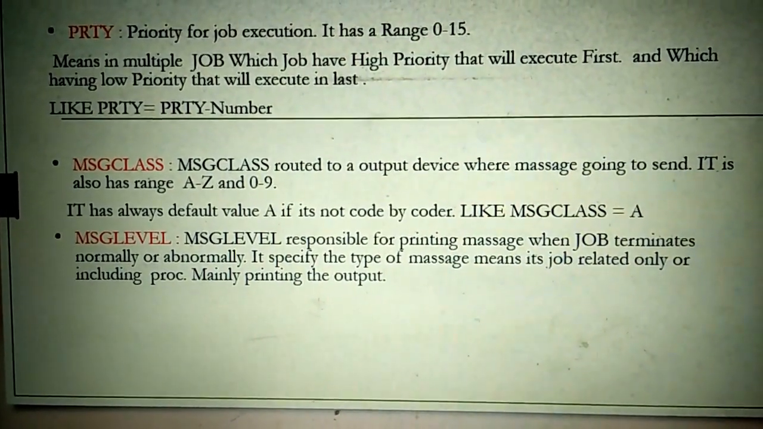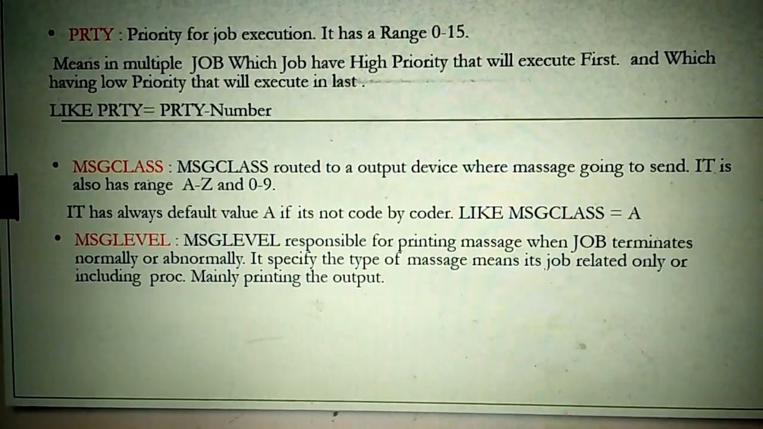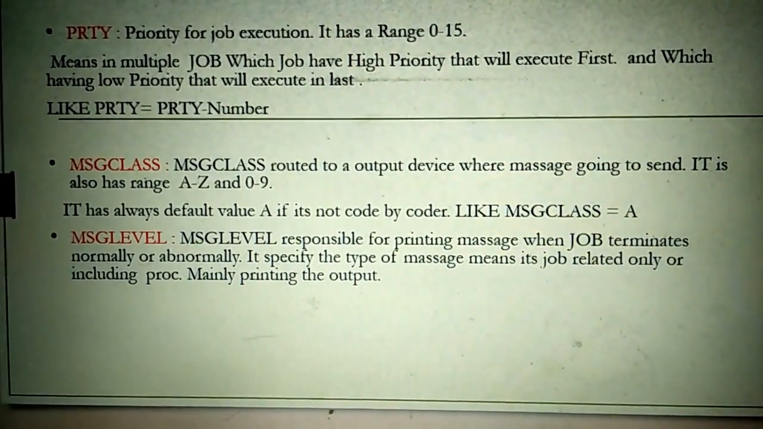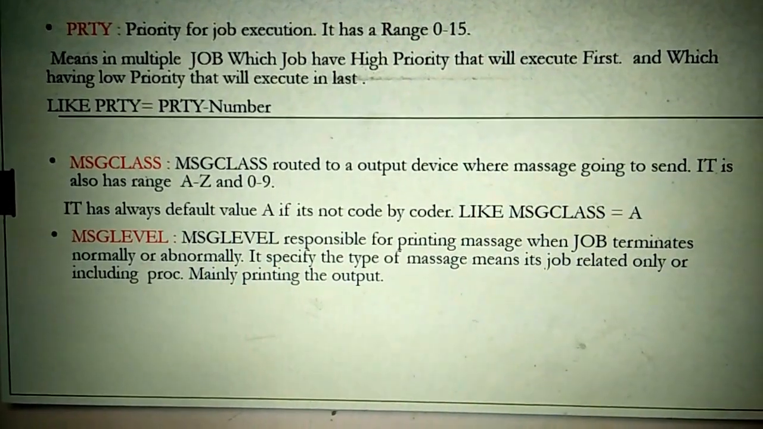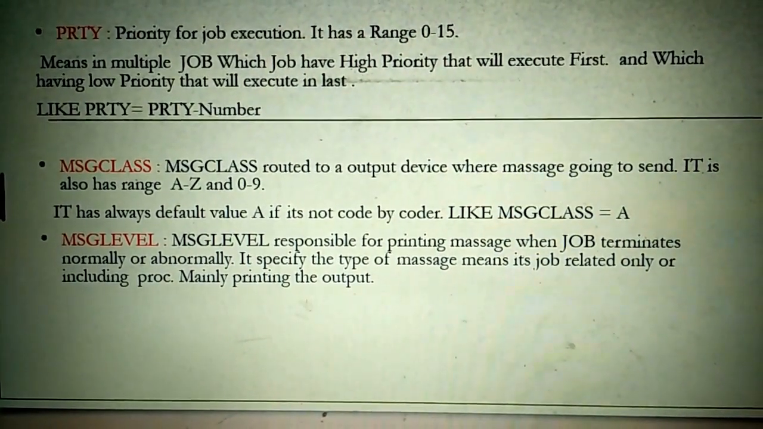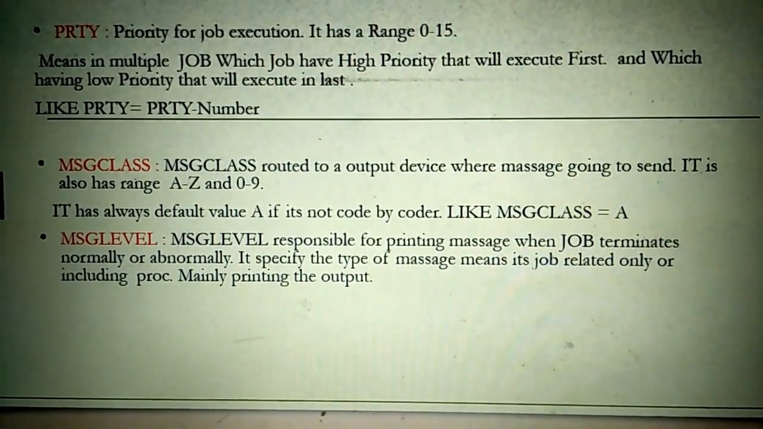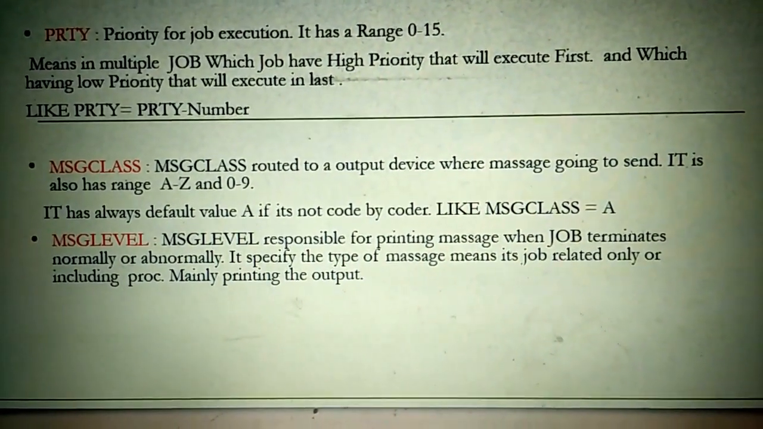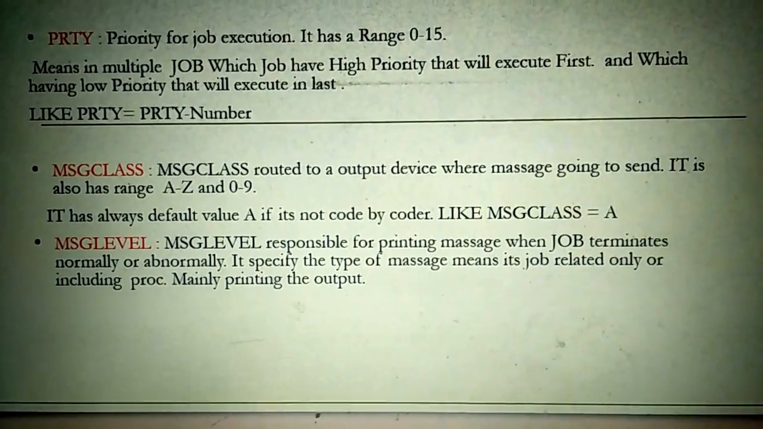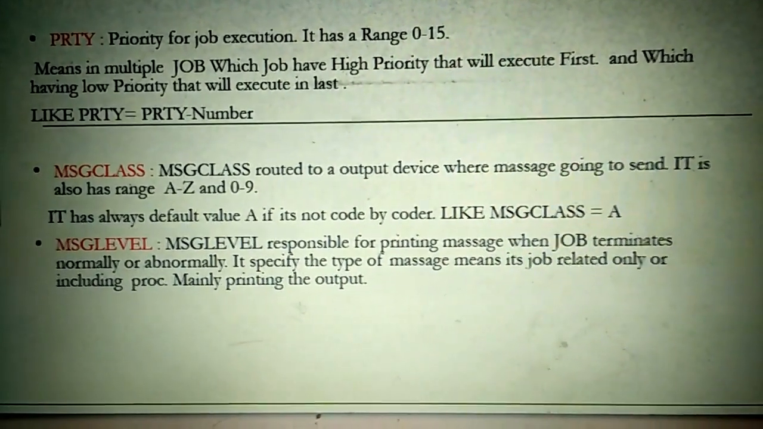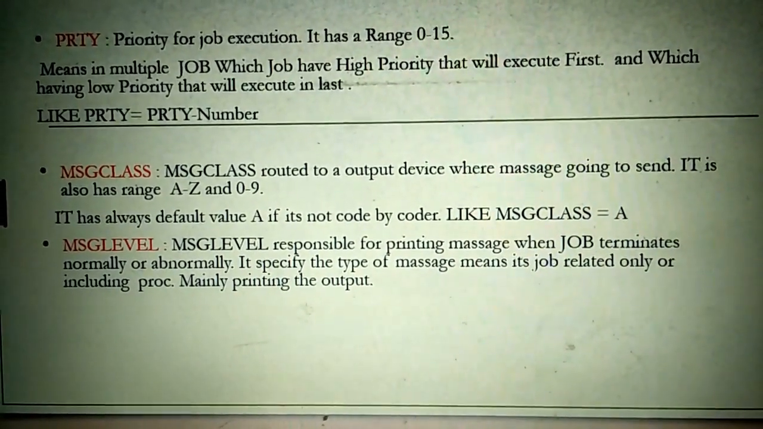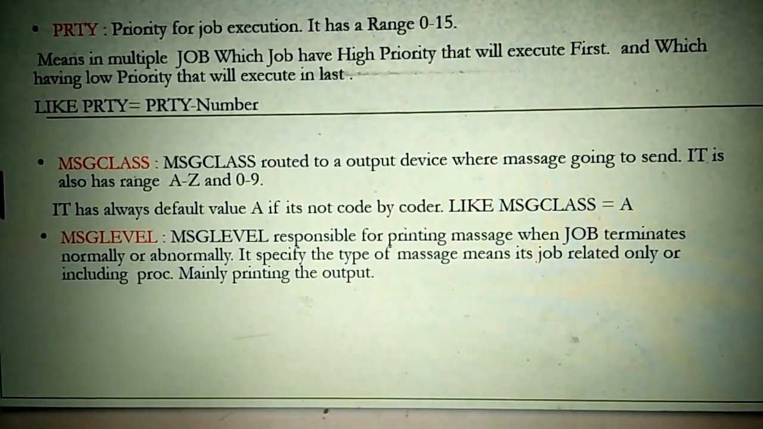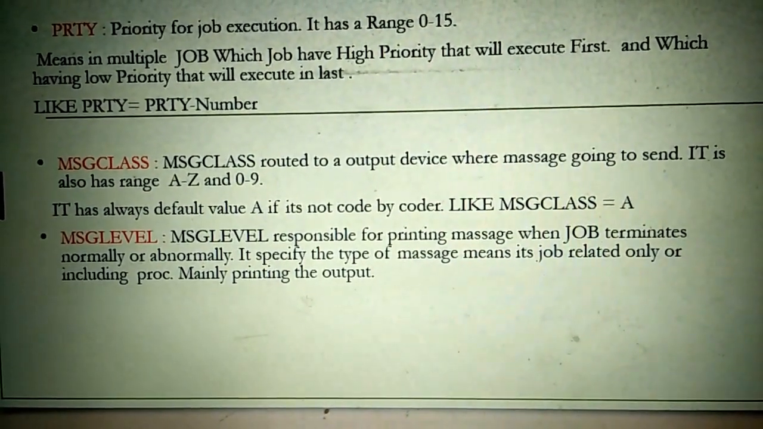Then the message class is routed to the output device where the message is going to be sent. It also has a range A to Z and 0 to 9. When we submit a particular job, the output should be shown somewhere, so our job should be linked to that. The message class is linked and routed to that output device where the message for our job is going.